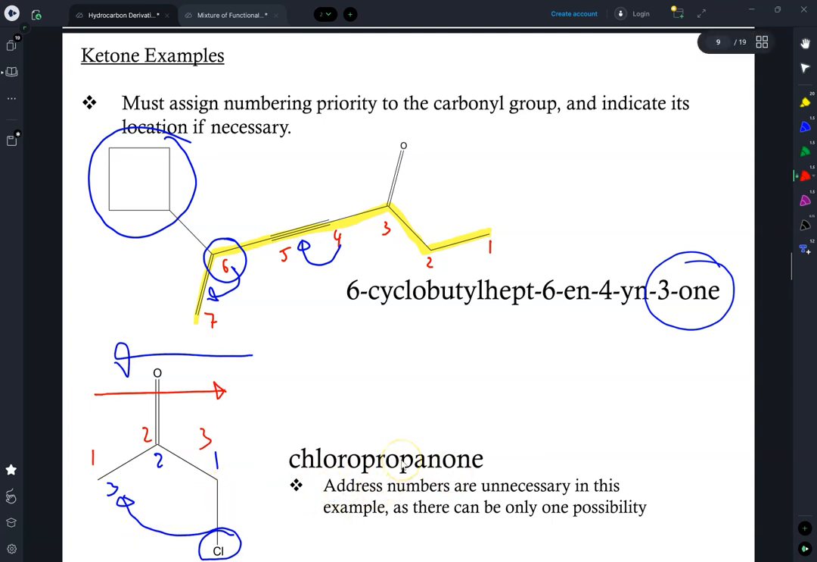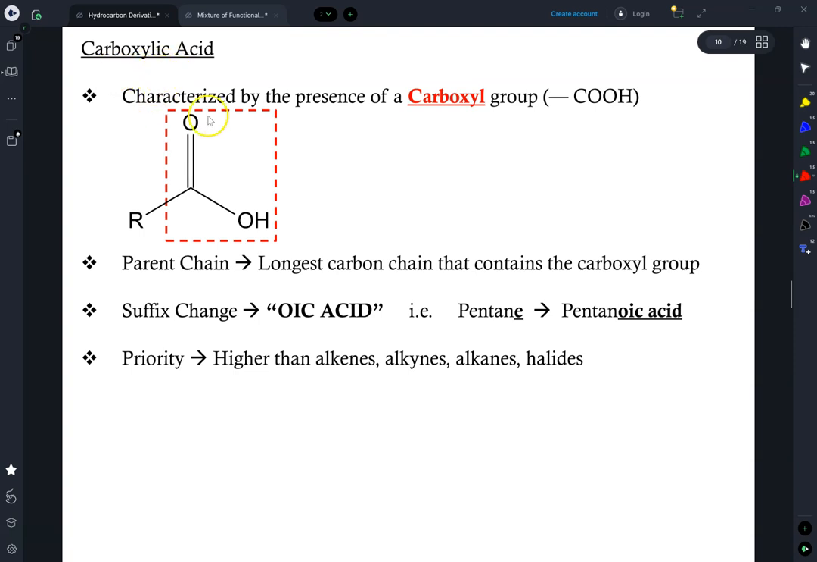Alright, let's move ahead. Carboxylic acids are characterized by the presence of a carboxyl group, that is a carbon, double bond to an oxygen, and single bond to an OH. Similar to aldehydes, the carboxyl group is located on the terminal carbon. So this carbon can only go in one direction, and this carbon acts as an endpoint. The suffix change for carboxylic acids is also pretty straightforward, ending with an oic acid. So methanoic acid, ethanoic acid, pentane turning to pentanoic acid.